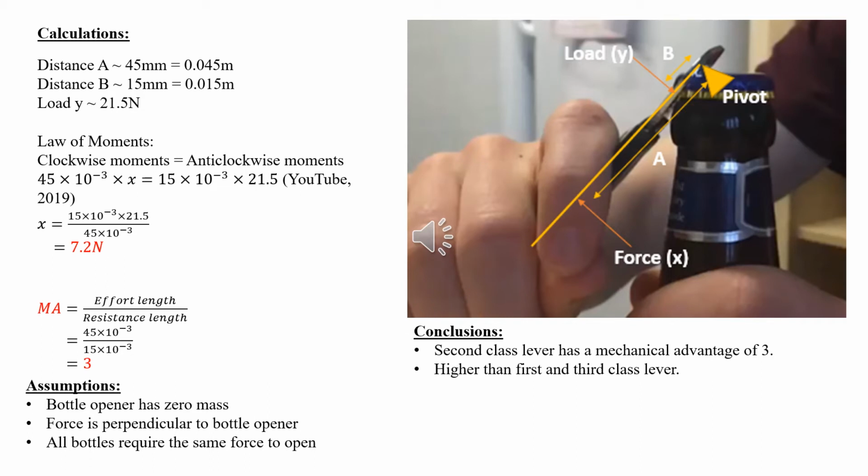The mechanical advantage was its highest in this experiment, with a ratio of 3, resulting in the least relative force required to complete the action.